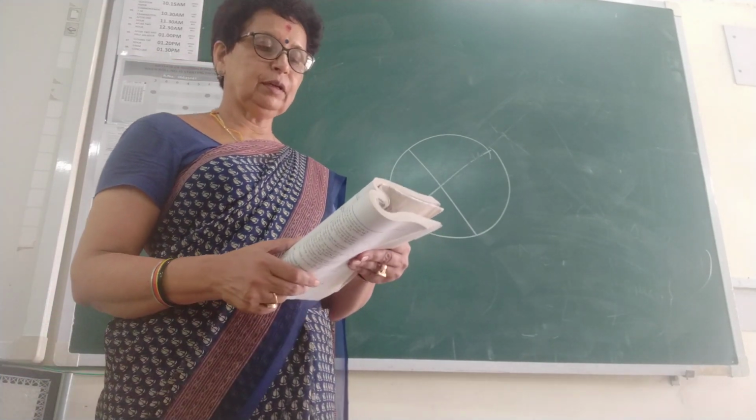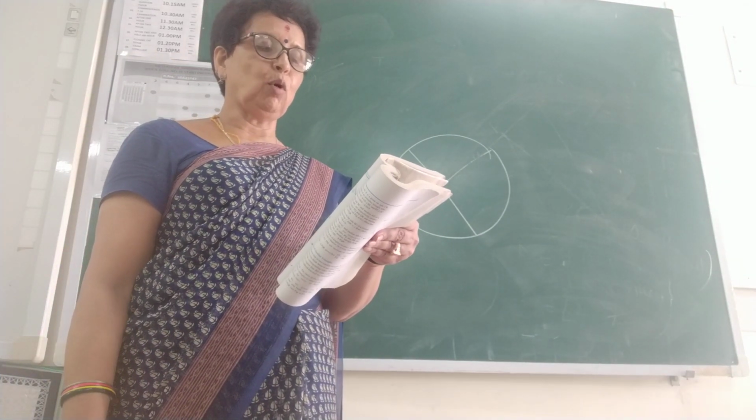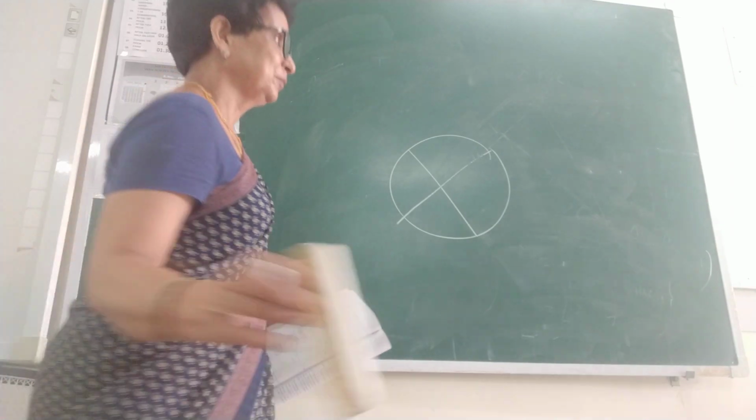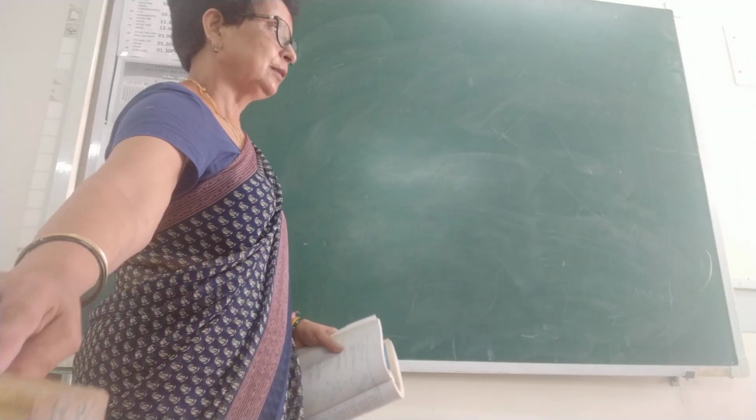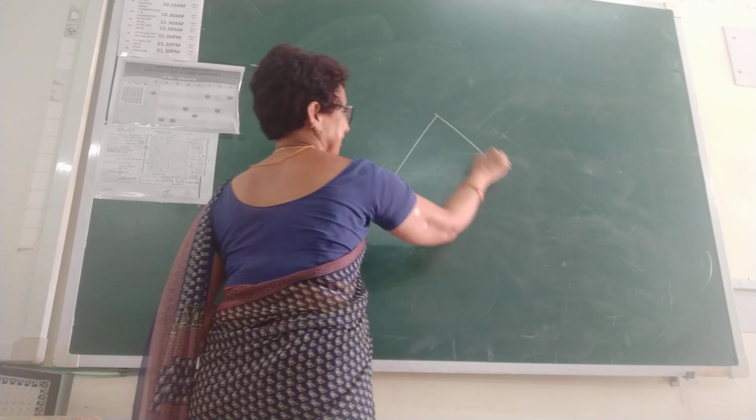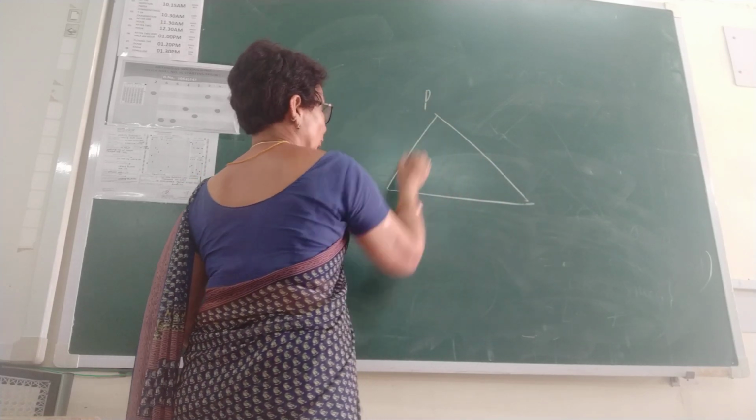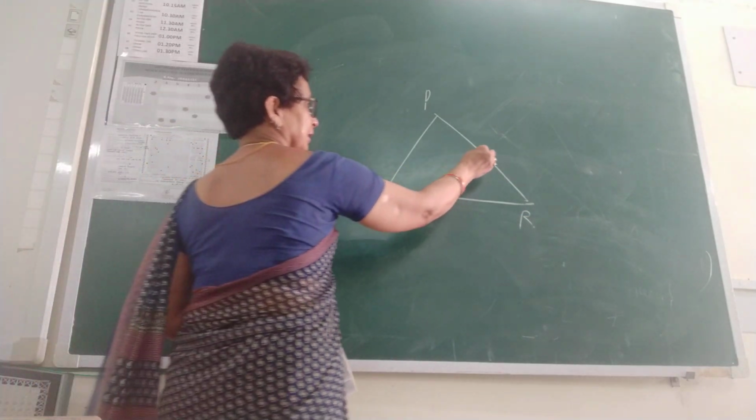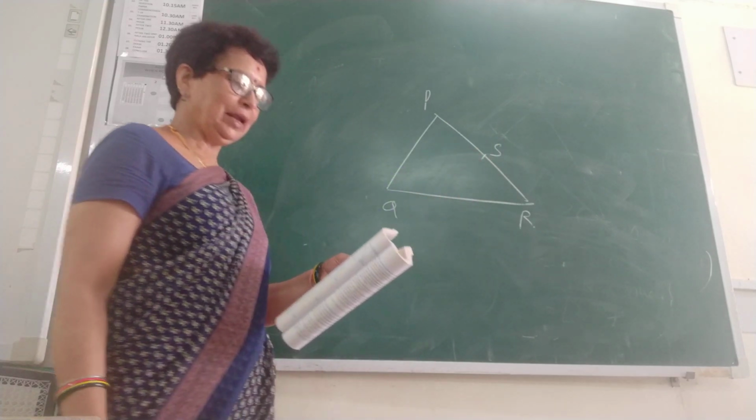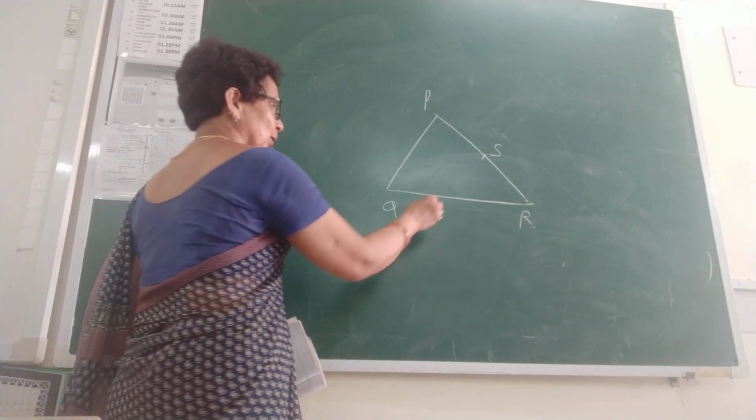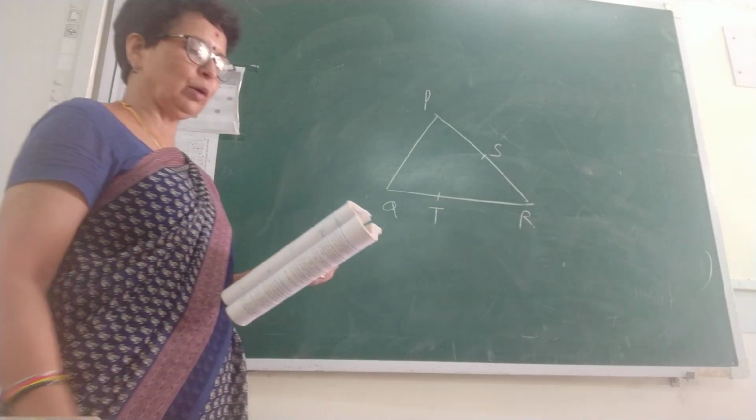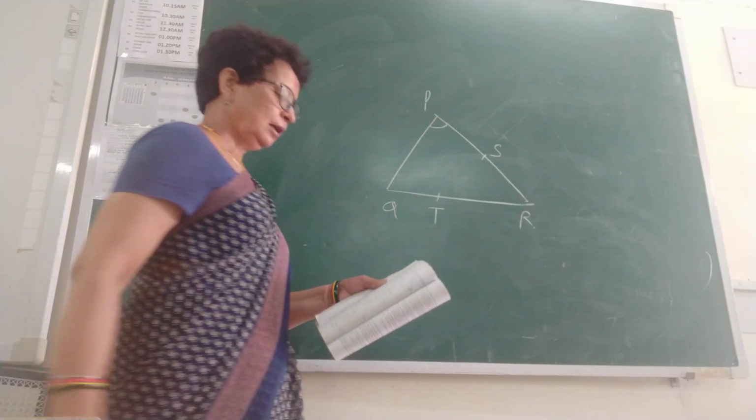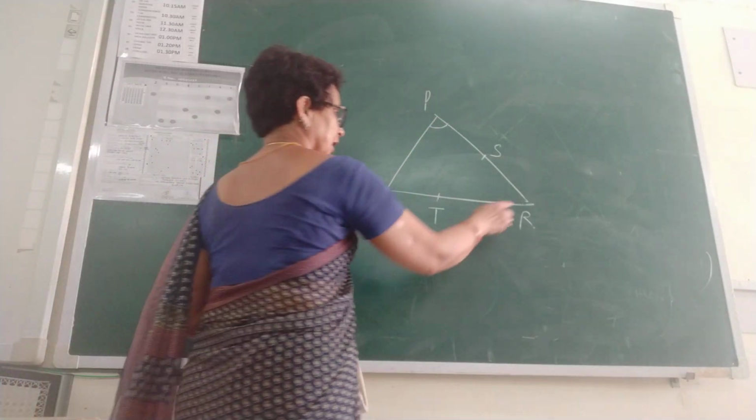Now, fifth question. S and T are points on sides PR and QR of triangle PQR. S is a point on PR and T is a point on QR of triangle PQR such that angle P is equal to angle RTS.